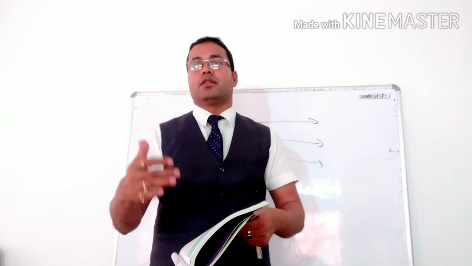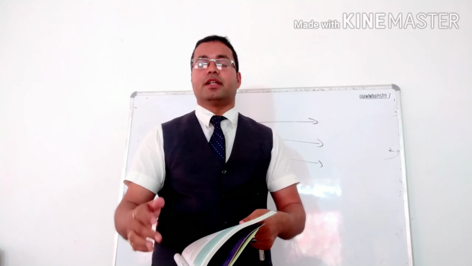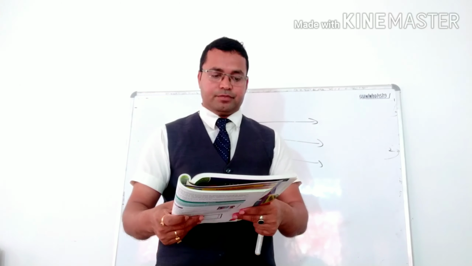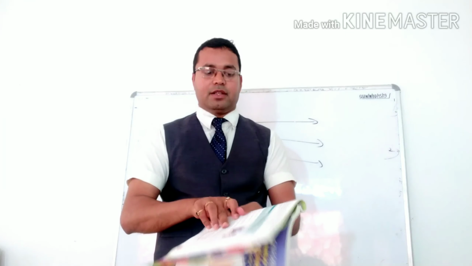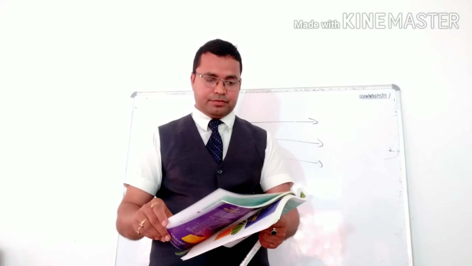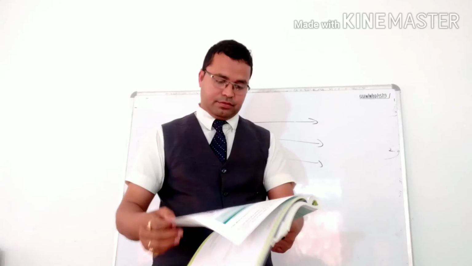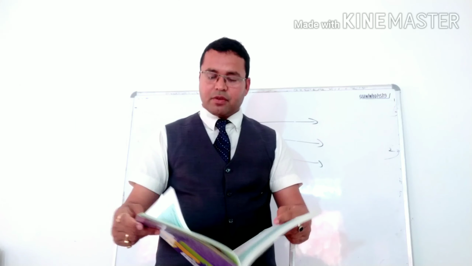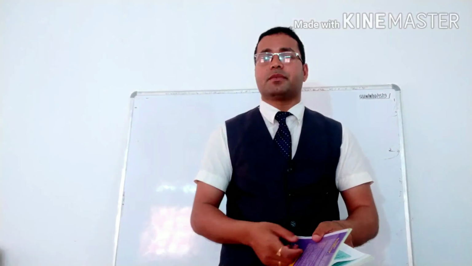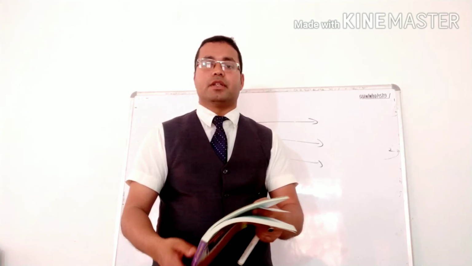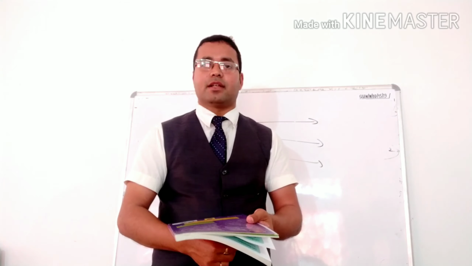So irregular reflection takes place on a rough surface, and regular reflection takes place by a plane surface, and the example of plane surface is mirror. So this is all about the reflection. A little bit of concept is there, so I will make another video regarding reflection in the next class. Thank you.